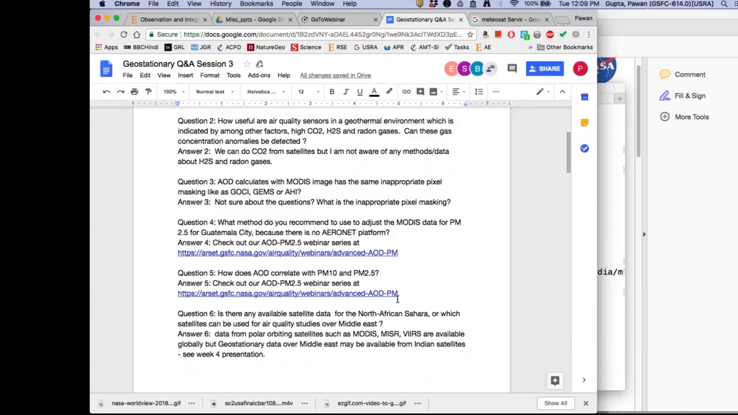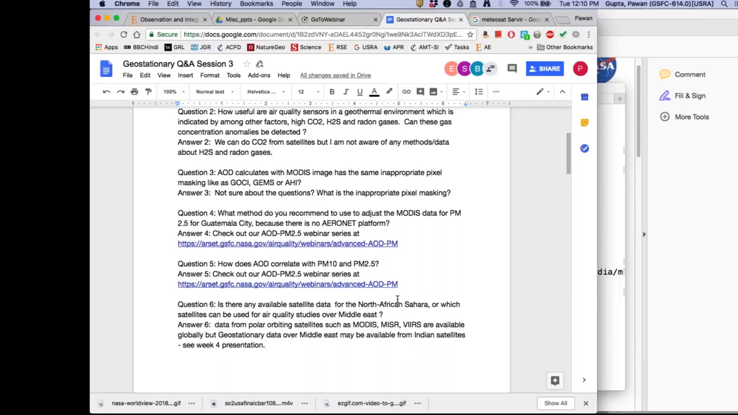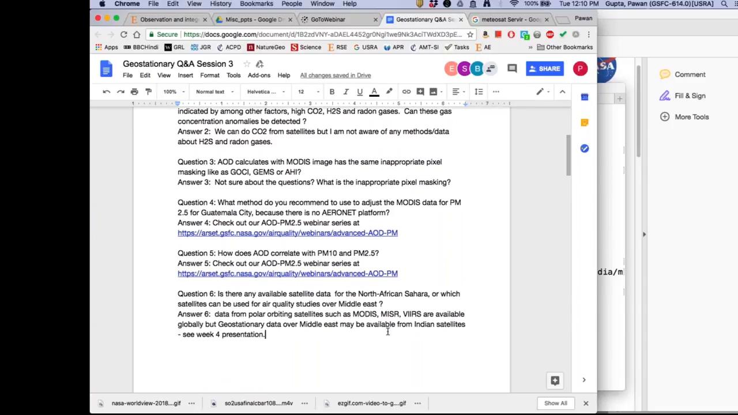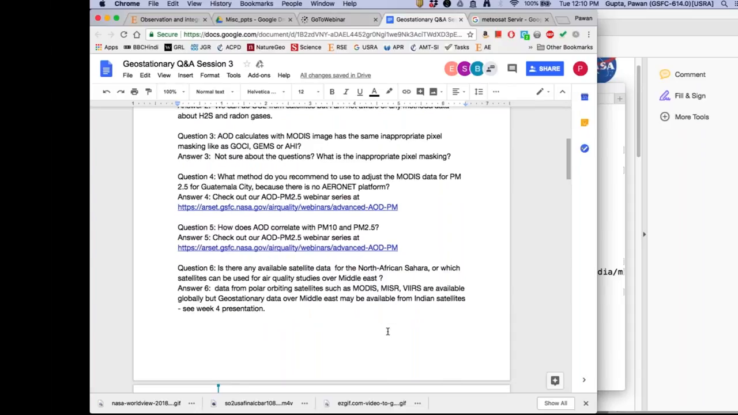What method do you recommend to adjust the MODIS data for PM2.5 for Guatemala City because there is no AERONET platform? For converting aerosol optical depth into PM2.5, we have done a number of webinar series on it, and I would strongly recommend going over some of those. There are a number of ways in which one can convert AOD to PM2.5, both statistical modeling and physical modeling, and depending on the purpose of the calculations, how frequently you want them, and whether any ground data are available or not, you can adopt different methods. So I strongly recommend looking at the webinar series which has been linked here. Same thing for question number 5, please go check our webinar series on advanced AOD to PM2.5 conversion.